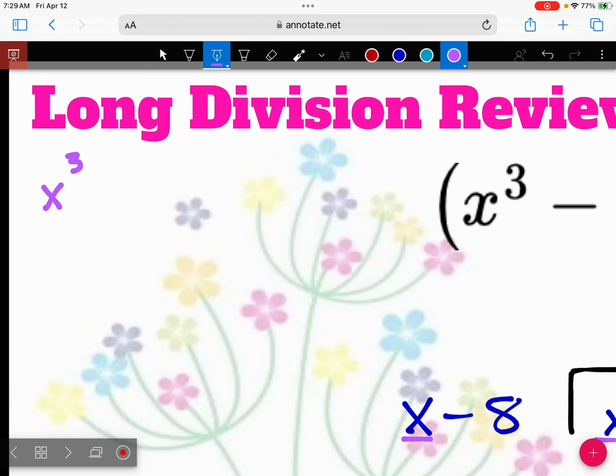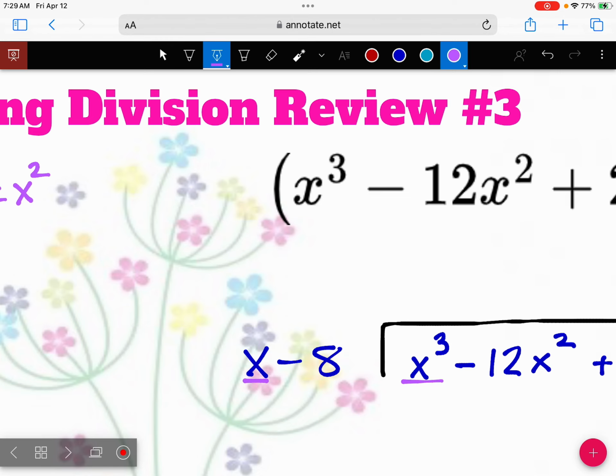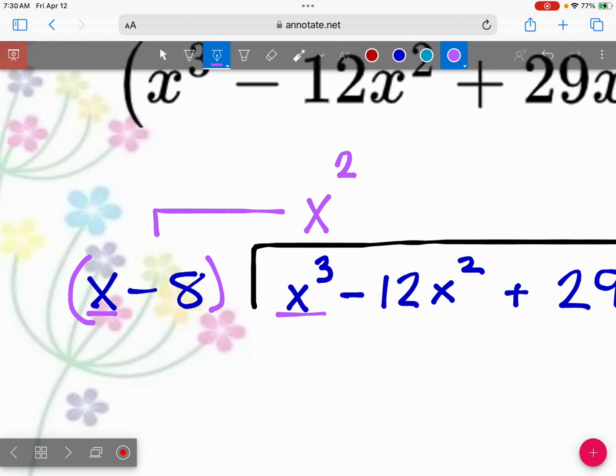What is x cubed divided by x? X squared. That's what's going to go up on top. X squared. Then just like we did with our bell work with the whole numbers, we take what's on top times everything on the side. So we're going to take this x squared times this whole x minus 8 piece and write it underneath. So we're going to have our x cubed minus 8x squared.